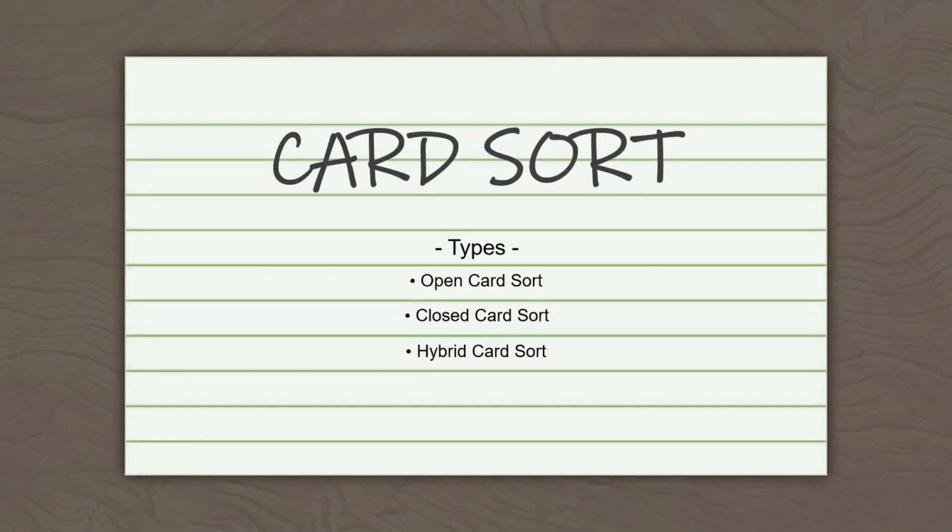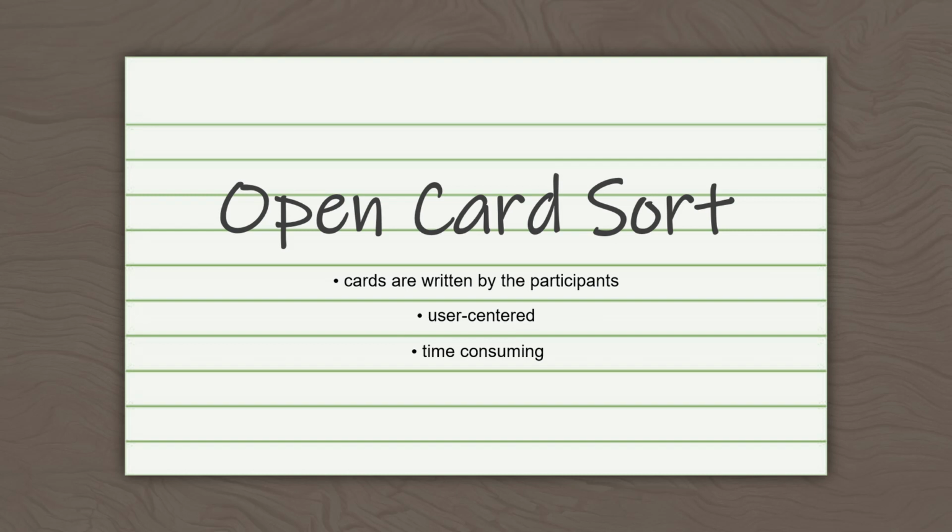Now, there are three types of card sorts. These are open, closed, and hybrid. In open card sort, the participants write down the content that they wanted to see. Then they group those content and label each category that they form. This method is more user-centered than the rest, so it's a great reference for building a digital product from scratch. However, this is very time-consuming to conduct.